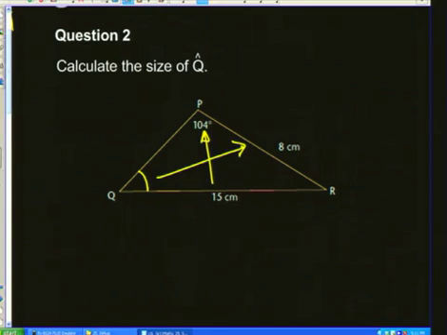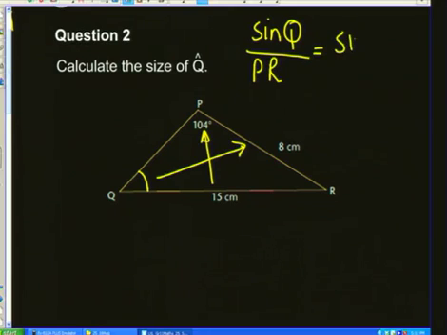So what I don't know is sine Q, so I'll start with sine Q. That is found opposite PR, and that will be equal to the other pair of angle and side, which is sine P over QR.